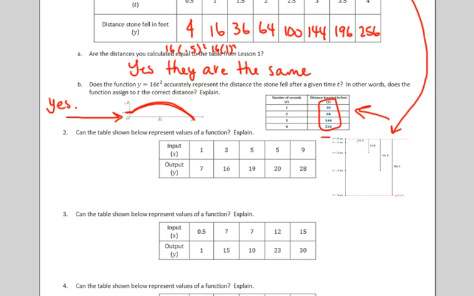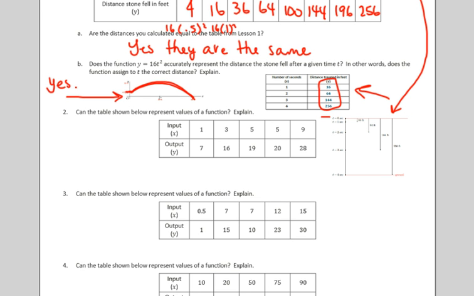So number 2, can the table below represent values of a function? Explain. For every input, there can only be the same output. So for example, if the input is 1, I will get 7. So every time I put in 1, I should get a 7. If that doesn't happen, then this is not a function. So if you notice here, I have an input of 5 and an output of 19, and next to it, if I input 5 again, I get 20. That's not a function.